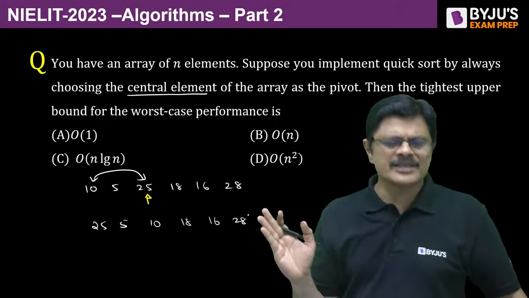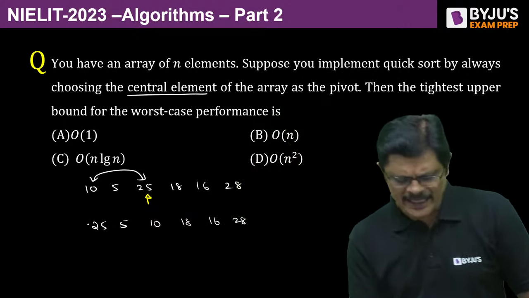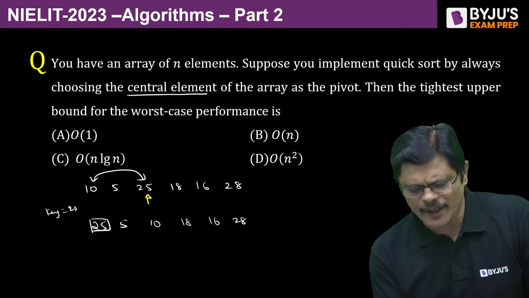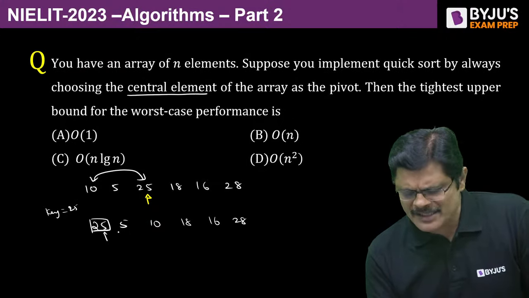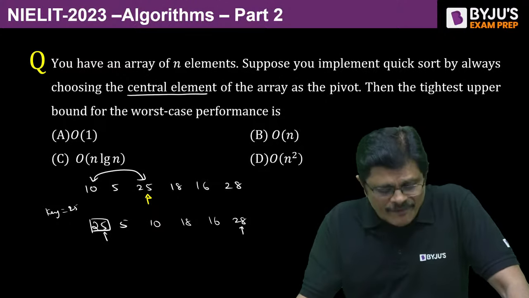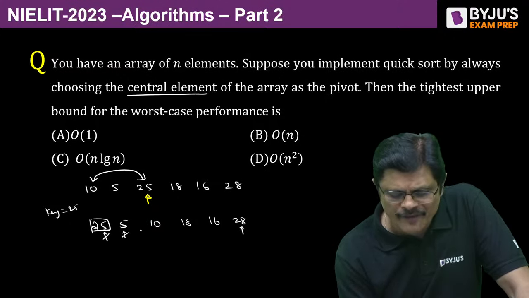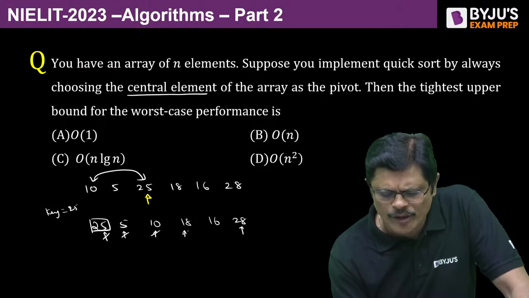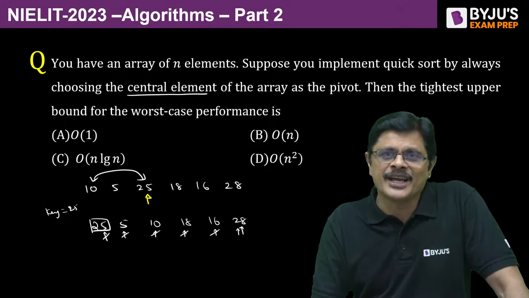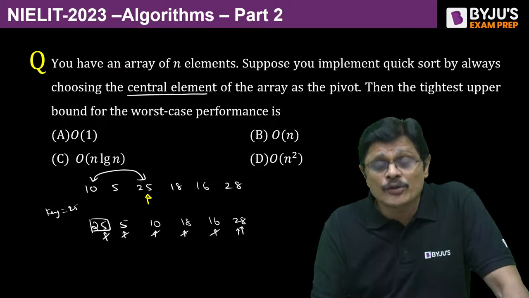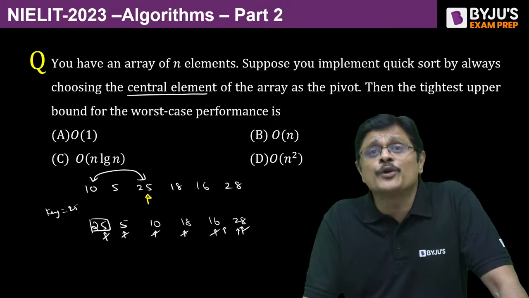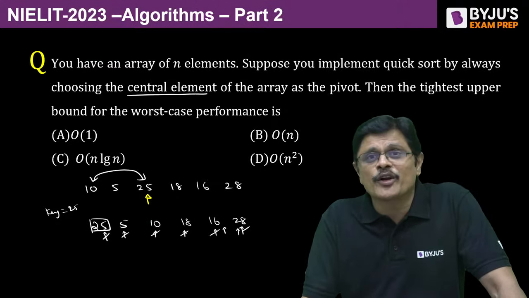From here onwards, the procedure is the same. This first element is the pivot, which is 25. Now i will start here, j will start here. As long as the value at i is less than or equal to 25, move right. 25 yes, 5 yes, 10 yes, 18 yes, 16 yes, 28 no. i stops here. Now j: 28 is greater than or equal to 25, yes, move left. 16 greater than or equal to 25, no, stop.